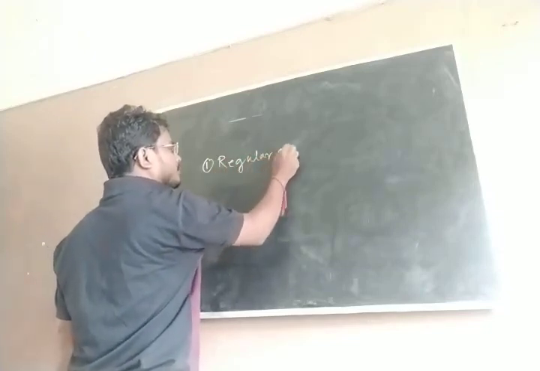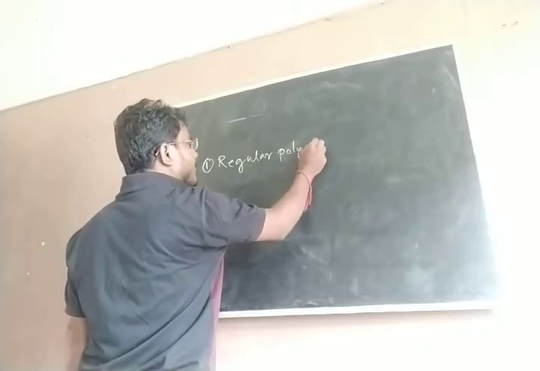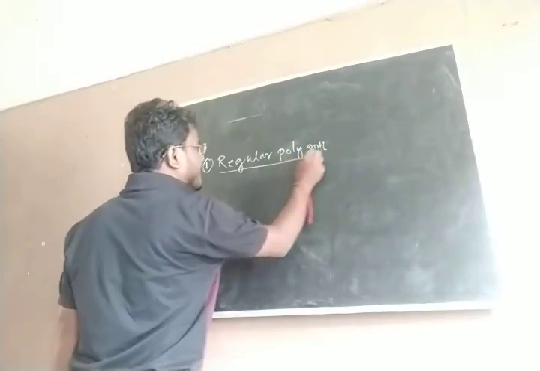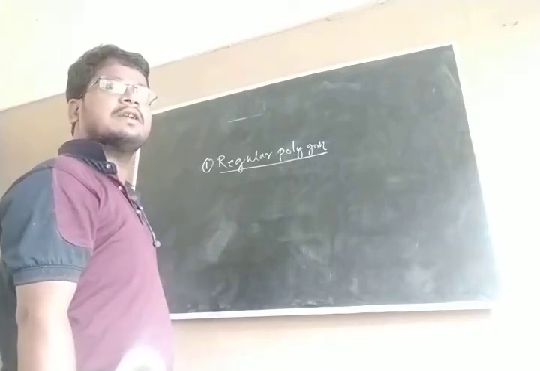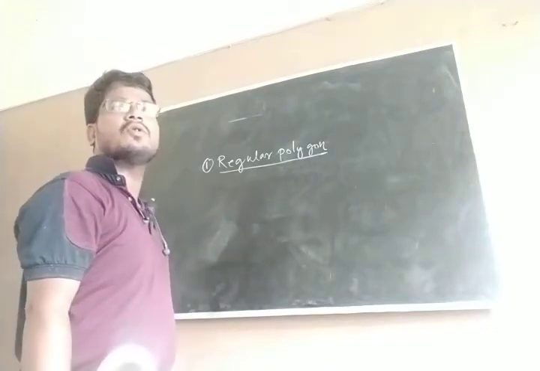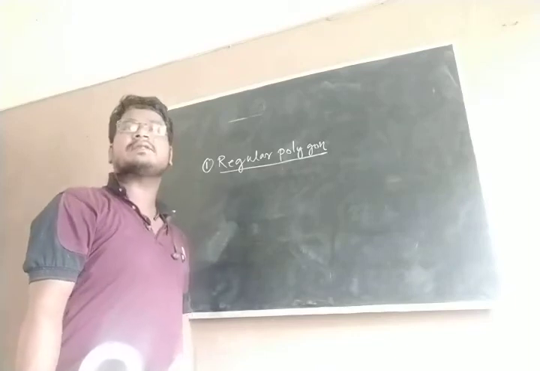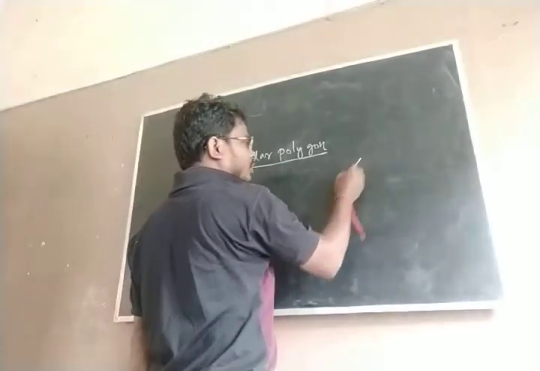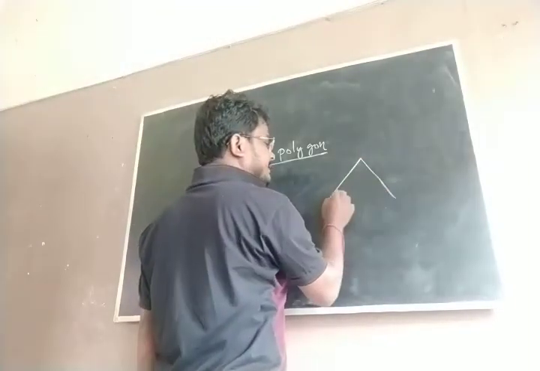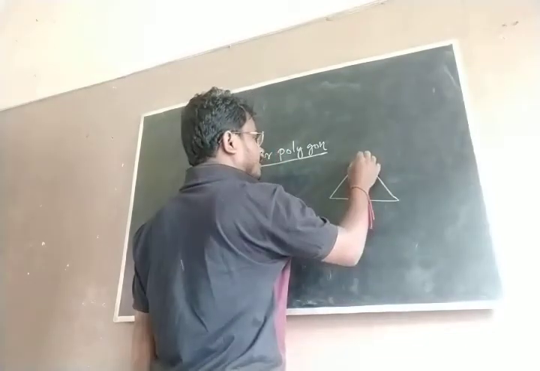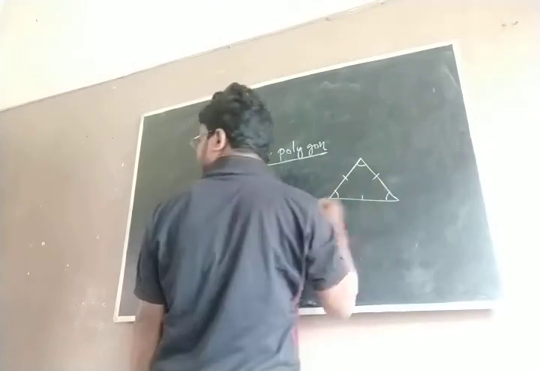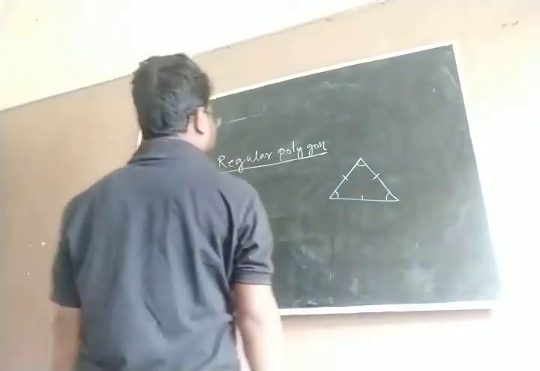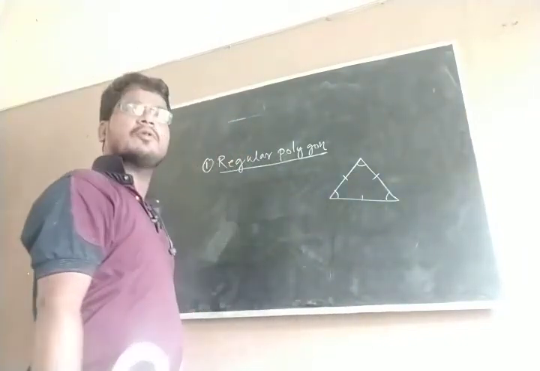Regular polygon. A regular polygon means a polygon whose all sides and angles are equal. Suppose I draw a triangle, and this is the equilateral triangle. All sides are equal and all angles are equal. Then you can say that this is a regular polygon.